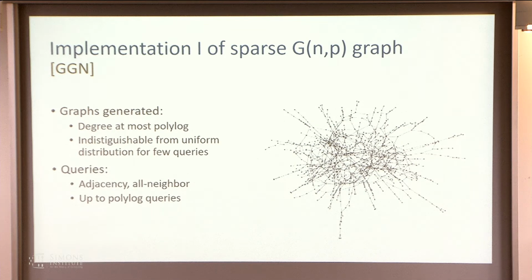The point is, it will look random. It may not actually be so random. Okay, another type of result that they give is for sparse graphs.